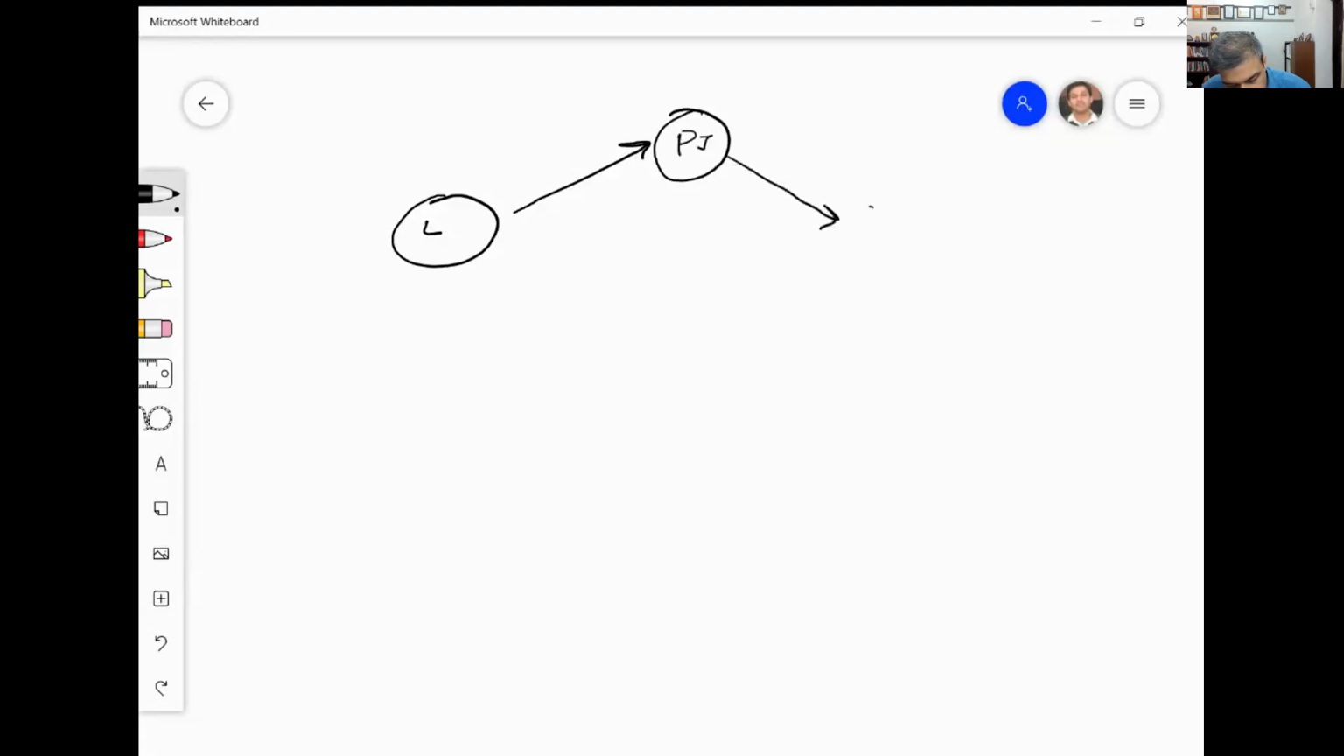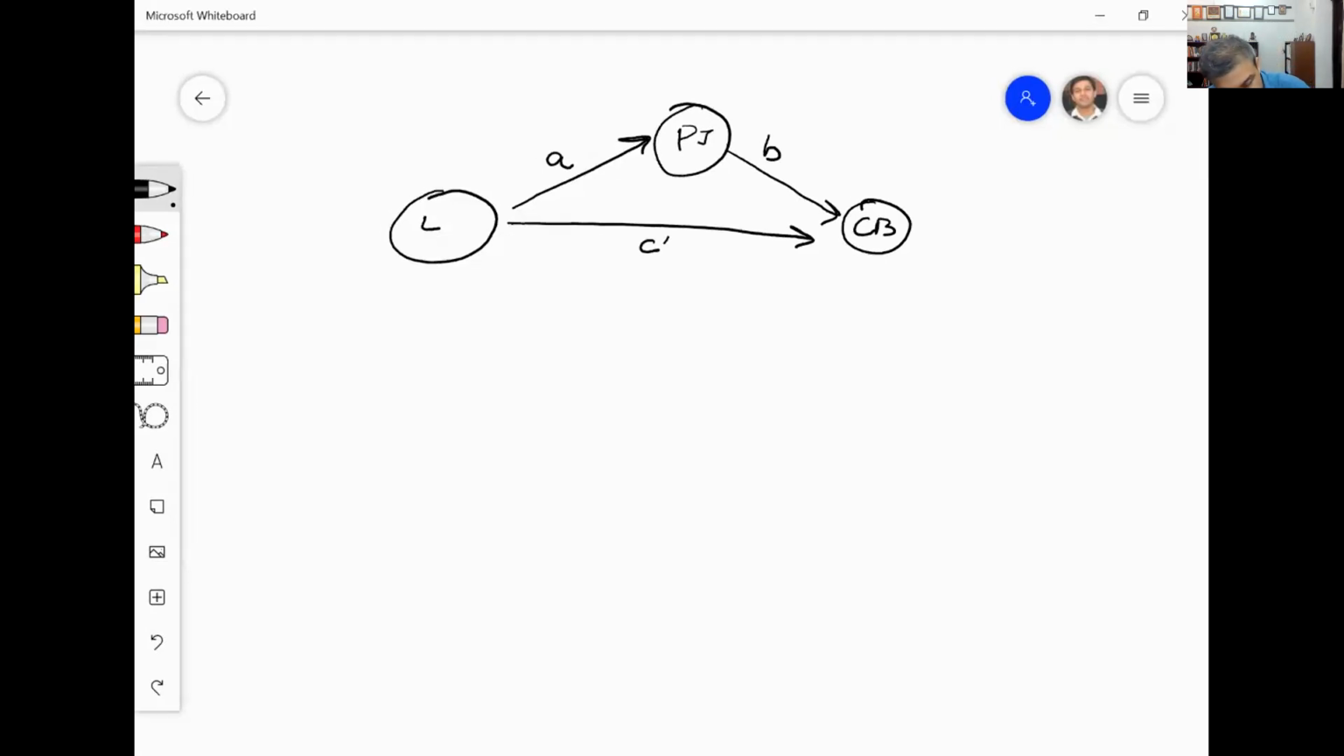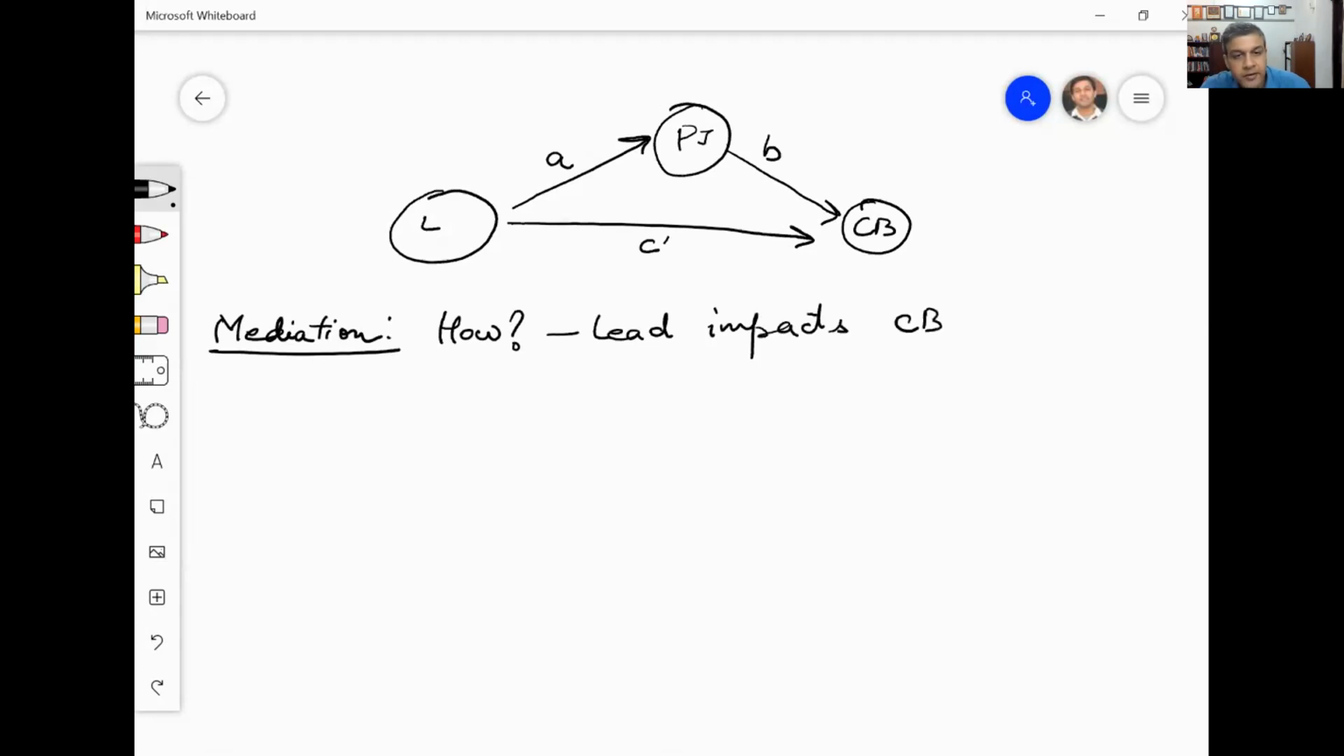We have tested this path, and let us call these coefficients A, B, and C dash. Now, what is mediation? We are going to look at the mediation. Mediation is nothing but we try to assess how leadership impacts creativity, impacts creative behavior.